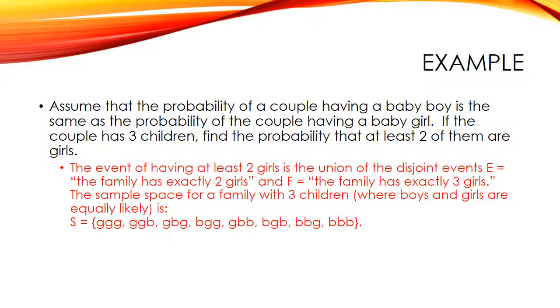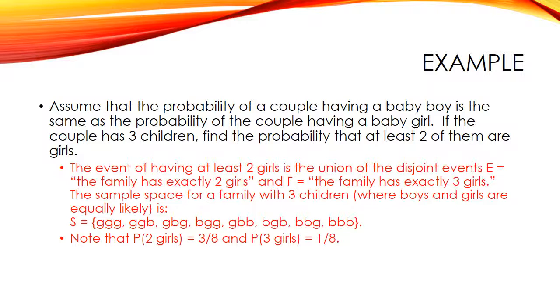Okay, the event of having at least 2 girls is the union of 2 events: E, the family has exactly 2, and F, the family has exactly 3. And they are disjoint. You cannot have 2 girls and 3 girls at the same time in a family of 3 children. So the sample space for a family with 3 children is this. We've seen this before in a previous section.